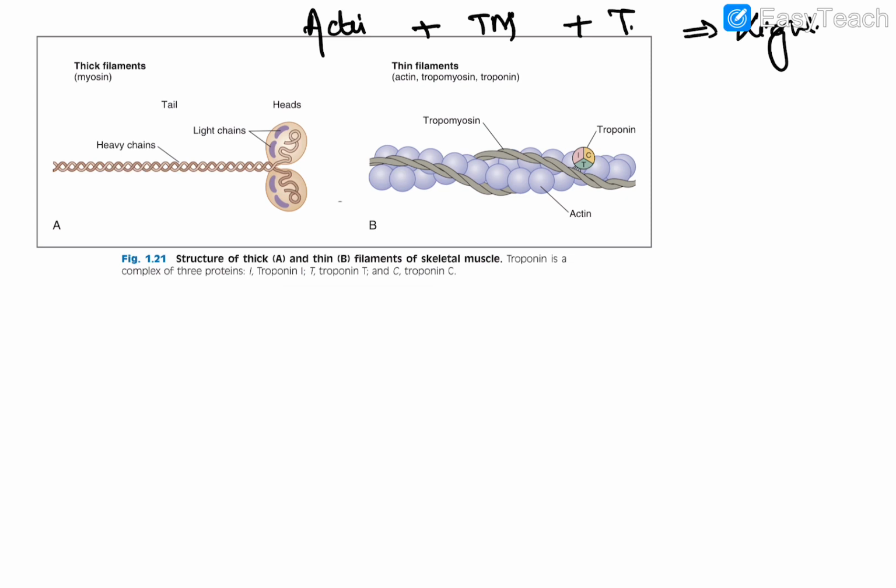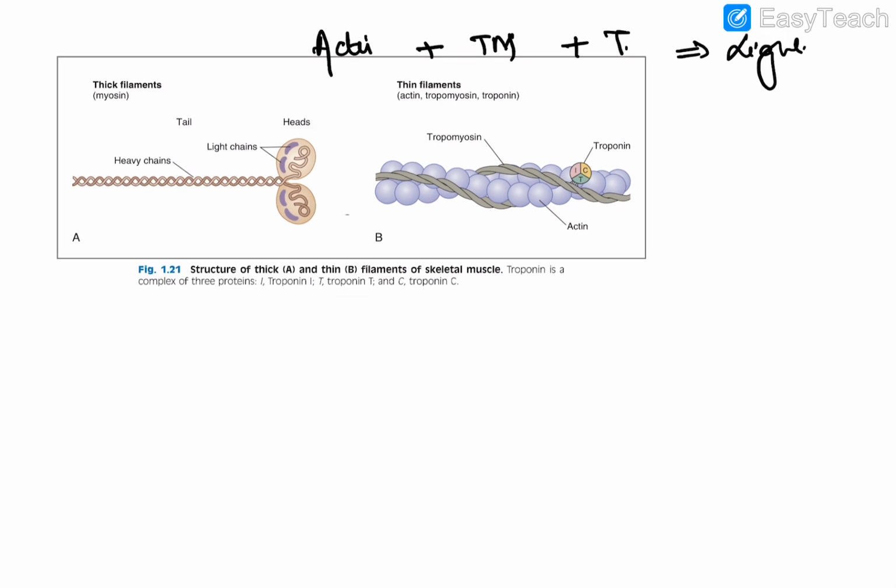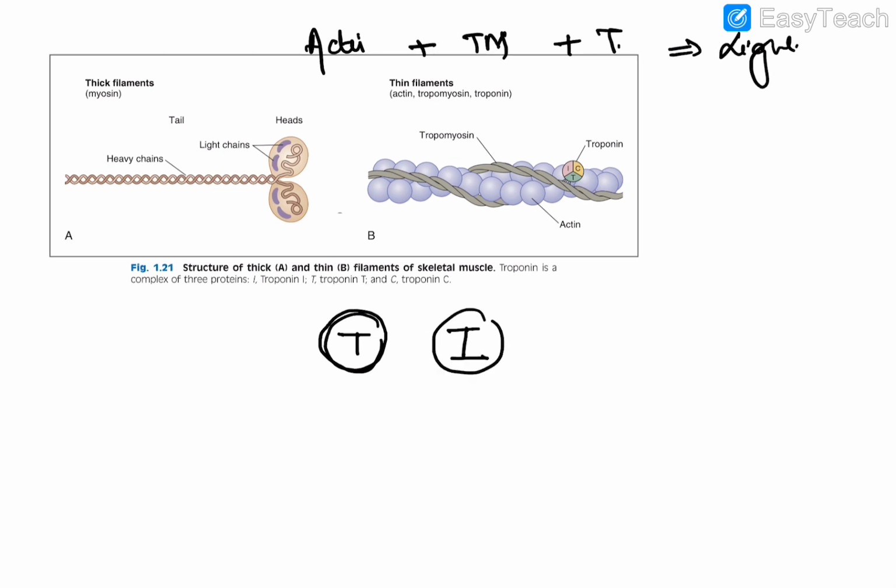We can also see troponin protein over here, which is composed of troponin I, troponin C and troponin T. Troponin T helps to bind troponin to tropomyosin. Troponin I inhibits the binding of myosin to actin. Along with tropomyosin, troponin I inhibits the binding of myosin to actin. Troponin C is the calcium sensing part of troponin.